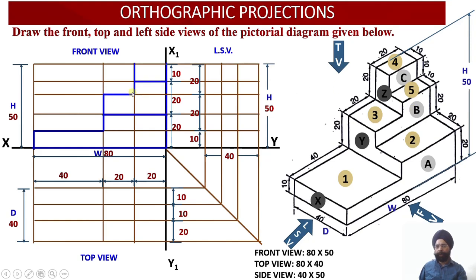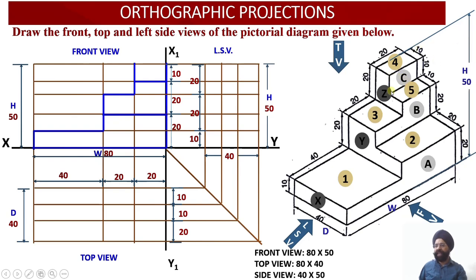So in order to obtain surface B, please check, move 10 millimeter above, then 20 millimeter towards right, again 10 millimeter above, and then 20 millimeter towards right. So please check, 10 millimeter above, then 20 millimeter towards right, again 10 millimeter above and 20 millimeter towards the right. And finally you have surface C in the front view.